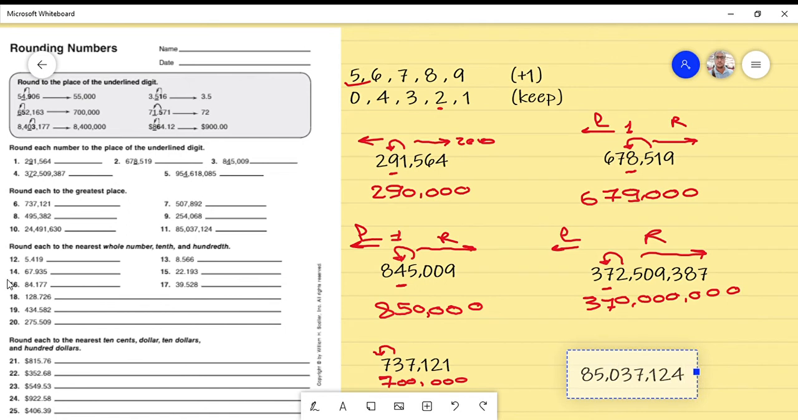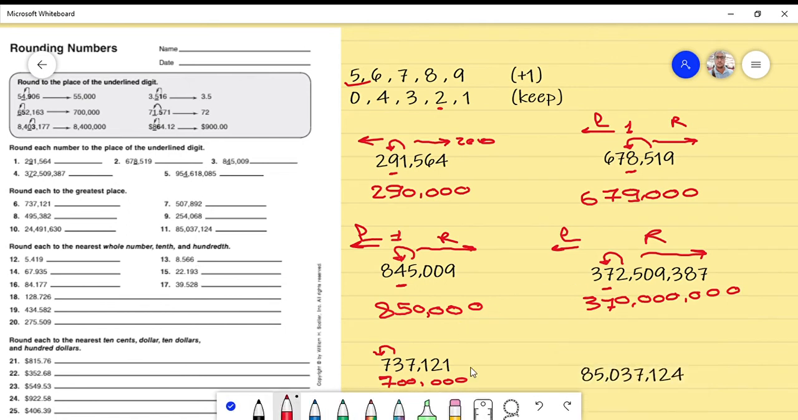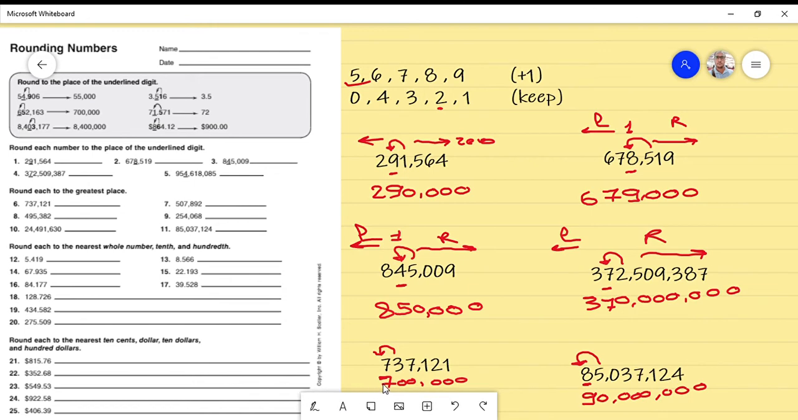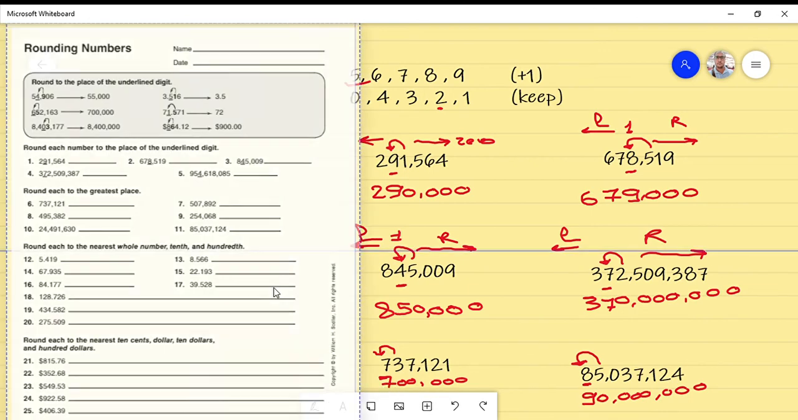85,037,124. There isn't an underlying digit, but we need to round to the greatest place. The greatest place here is 8, because its value is 80 million. Look at the digit to the right of 8, which is 5. 5 rounds up, so you add 1 to 8, making it 9, and replace the other digits with 0. So the answer will be 90 million. Let's move on.